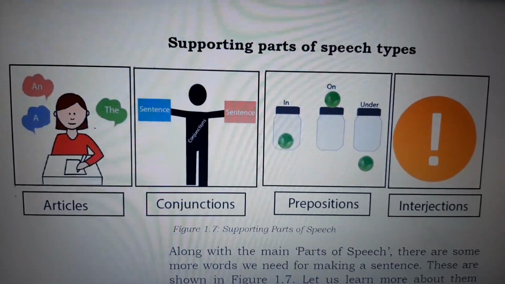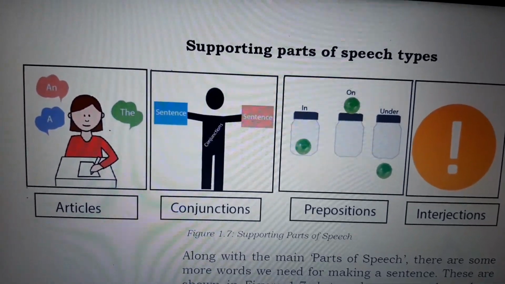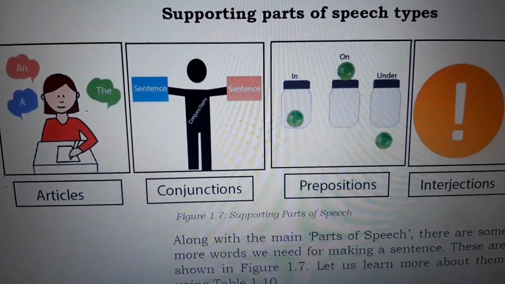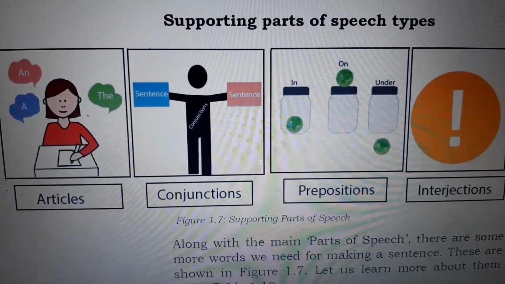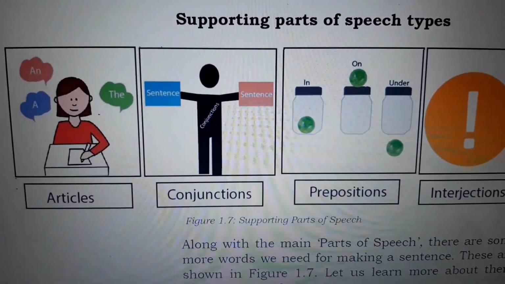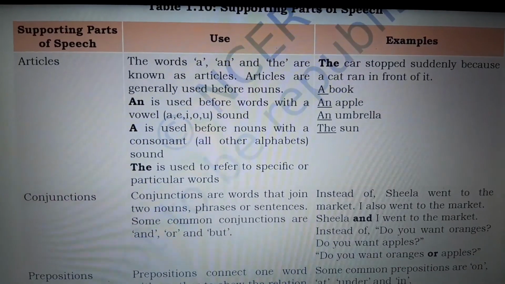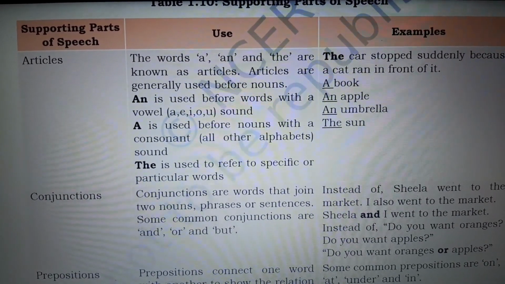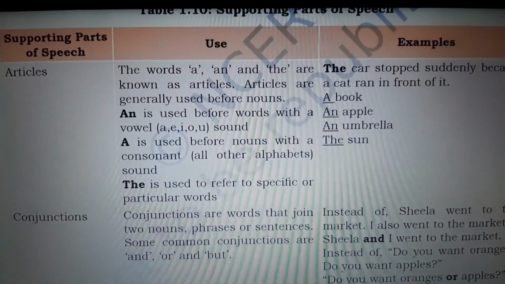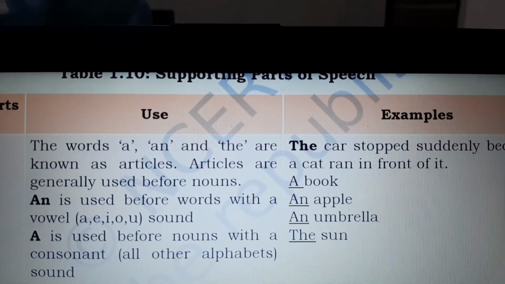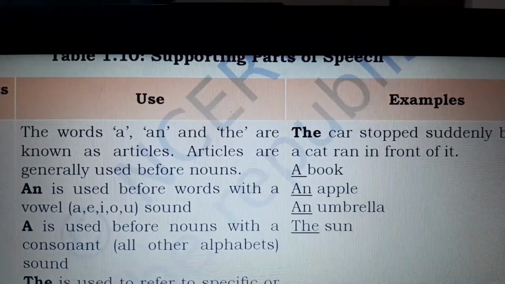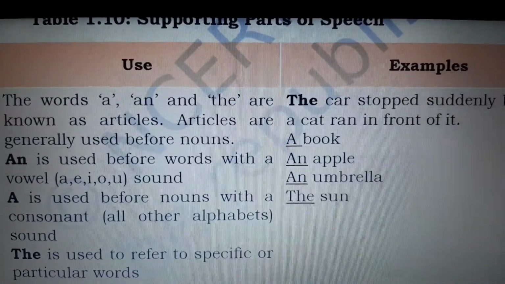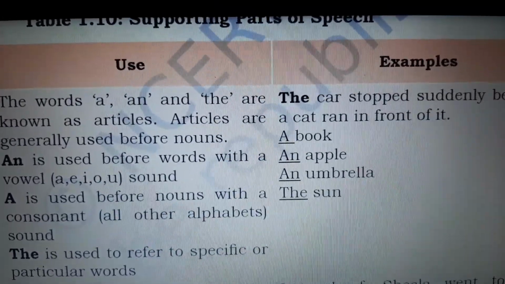Now here come the supporting parts of speech. What are the other parts besides these? Articles, conjunctions, prepositions and interjections. Let us see what they are. First come the articles. A and the are the articles. For example, the car stopped suddenly because a cat ran in front of it. A book, an apple, an umbrella, the sun. A and the are the articles.